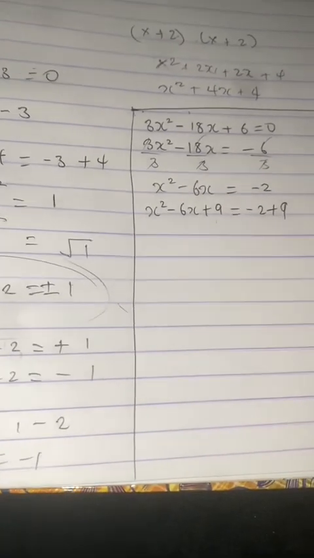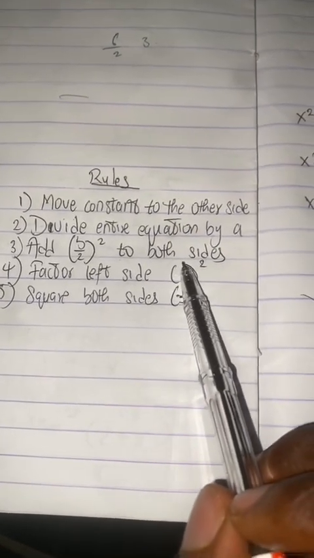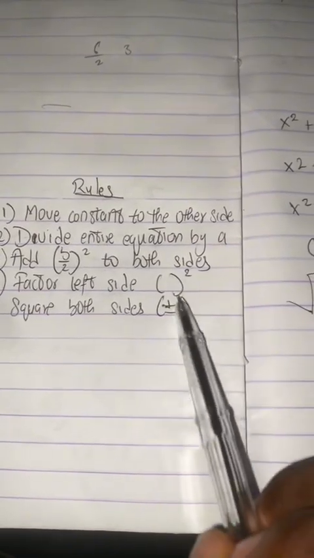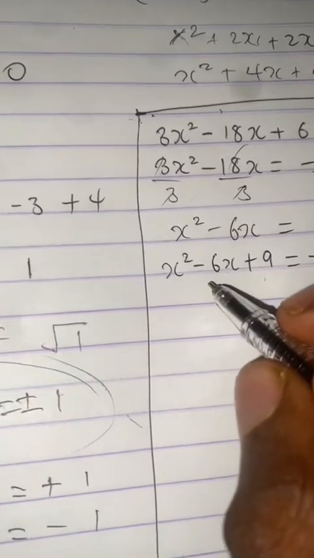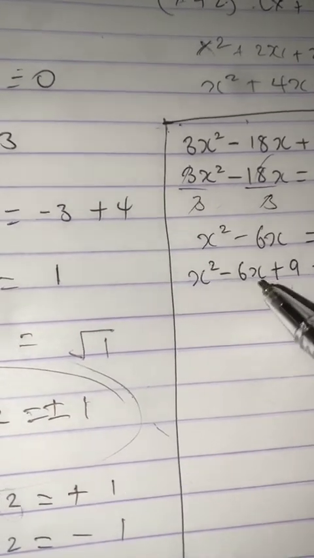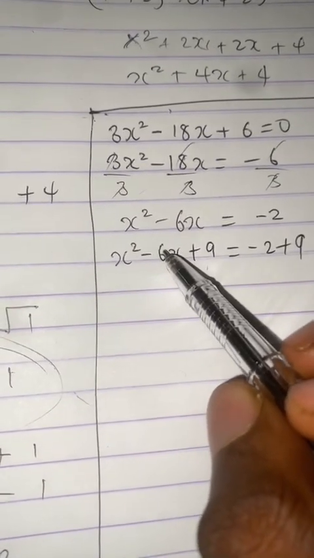Okay? It's as simple as that. The next step says factor the left side by bracket raised to the power 2. Okay? So now, remember, it's basic math. And also half of what is here.